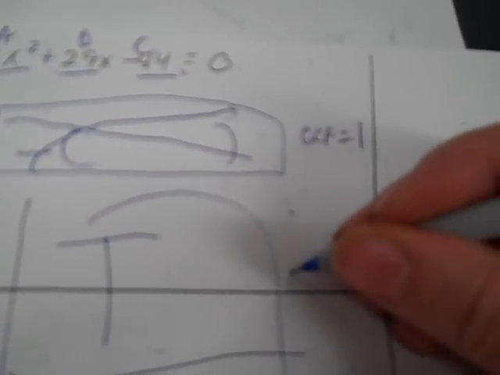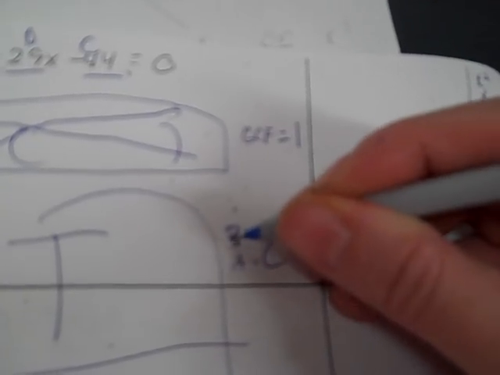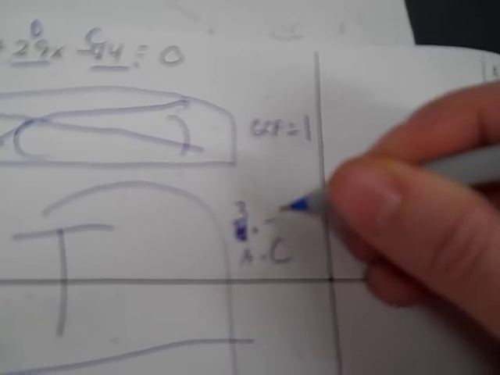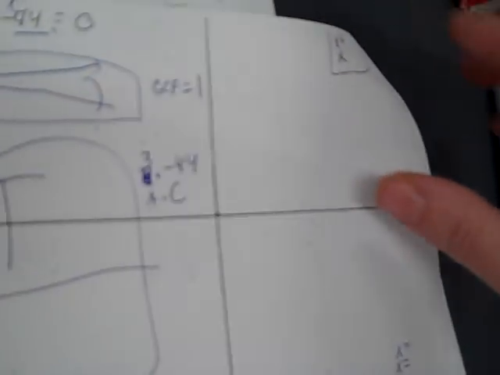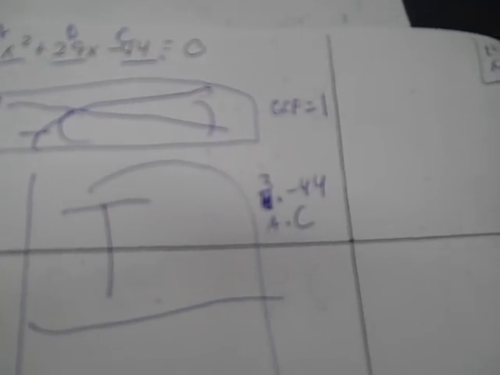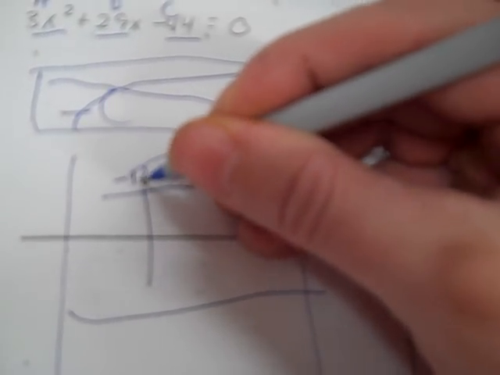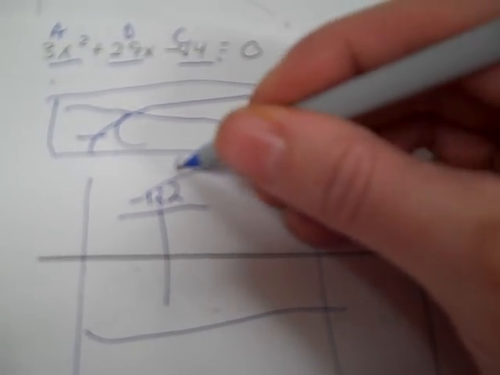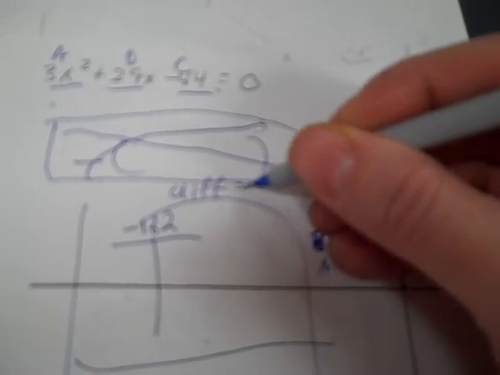I got a 1, okay? So having a GCF of 1 means you can't change it. Now, A, B, and C. A times C, A is 3, sorry, C is negative 44. Okay, 3 times negative 44 is kind of a crappy one. It's negative 132. So we need a difference of 29.